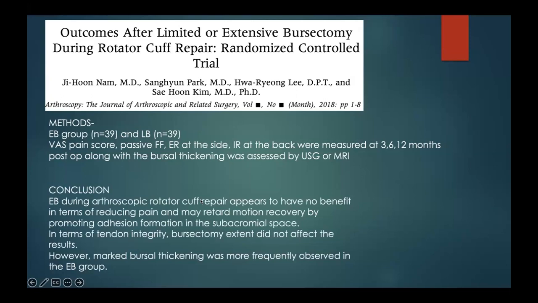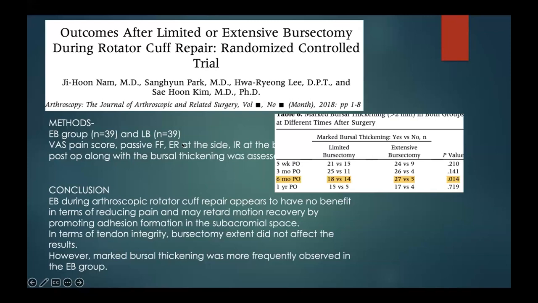The conclusion of the study was that extensive bursectomy during arthroscopic rotator cuff repair appears to have no benefit in terms of reducing pain and may retard motion recovery by promoting adhesion formation in the subacromial space. In terms of tendon integrity, bursectomy extent did not affect the result. However, marked bursal thickening was more frequently observed in the extensive bursectomy group. As we can see, at 6 months post-op in the extensive bursectomy group, 27 people out of 39 had bursal thickening.